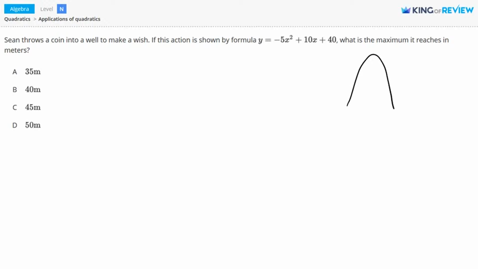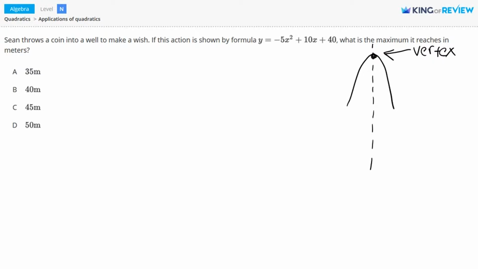This is a parabola. Parabolas have something called an axis of symmetry. The axis of symmetry is the vertical line passing through the turning point of the parabola. A parabola also has a vertex, which is this point here. You can see that the axis of symmetry passes through the vertex.